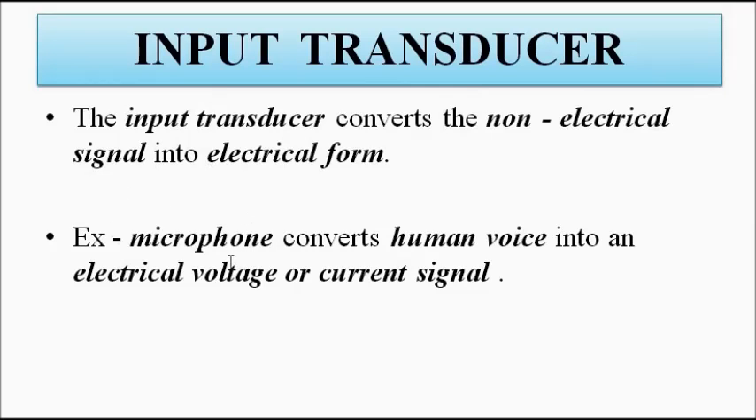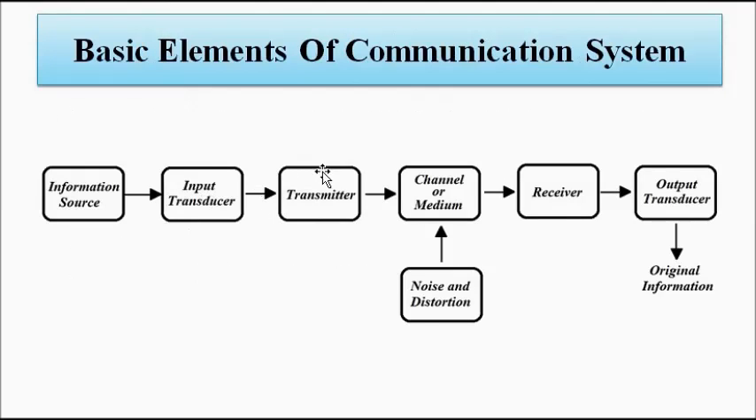So the transducer used in communication, a basic example is that of the microphone. The microphone converts human voice into an electrical voltage or current signal. Okay, so now the non-electrical sound, our voice signal, is converted into a voltage or current signal, which is electrical form. Then we have the transmitter after the input transducer.